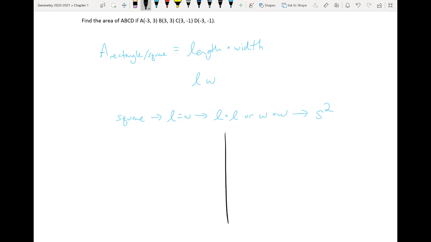So let's go ahead and sketch this in a coordinate plane. For the area problems for right now, I want you guys just to sketch it in a coordinate plane. Okay, -3, up 3. We have +3, up 3. So this is A, this is B. C is +3, down 1. And D is -3, down 1. And of course I can connect my dots here.